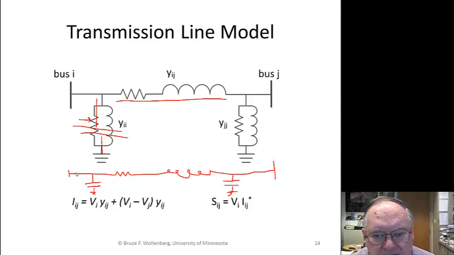Note that the I sub ij is VI times this Y plus Yij. This is the ground, and then the VI minus VJ times the Yij across here. Technically that should be YII, not Yij.